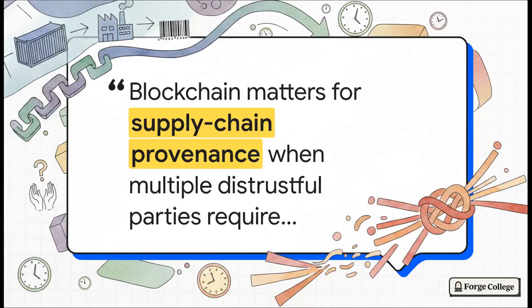Now check this out. This brilliantly illustrates a perfect compressed thesis. Notice how razor-specific it is? It names the exact use case, supply chain provenance, and bolts it down with precise philosophical vocabulary: distrustful parties, tamper-evident timestamps, shared state. It's just beautifully engineered. Once you have this, you want to follow it immediately with a short 80 to 120-word justification paragraph to act as the guidepost for the rest of your essay.